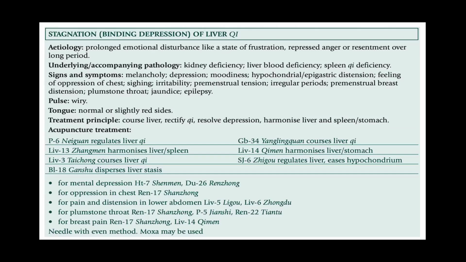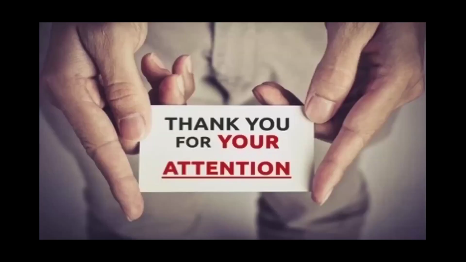For mental depression, we use Heart 8 and Du 26. For oppression in chest, we use Ren 17. For pain and distension in lower abdomen, we use Liver 5 and Liver 6. For plumstone throat, we use Ren 17, Pericardium 5, and Ren 22. For breast pain, we use Ren 17 and Liver 14. We needle with even method, and moxa may be used.